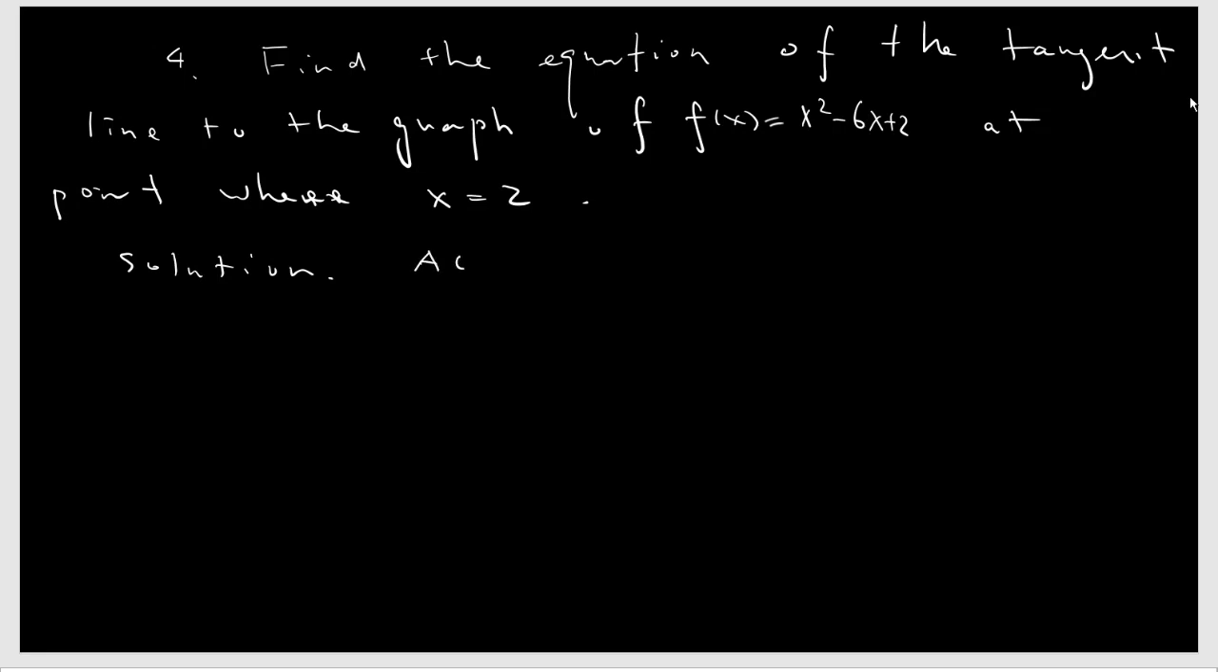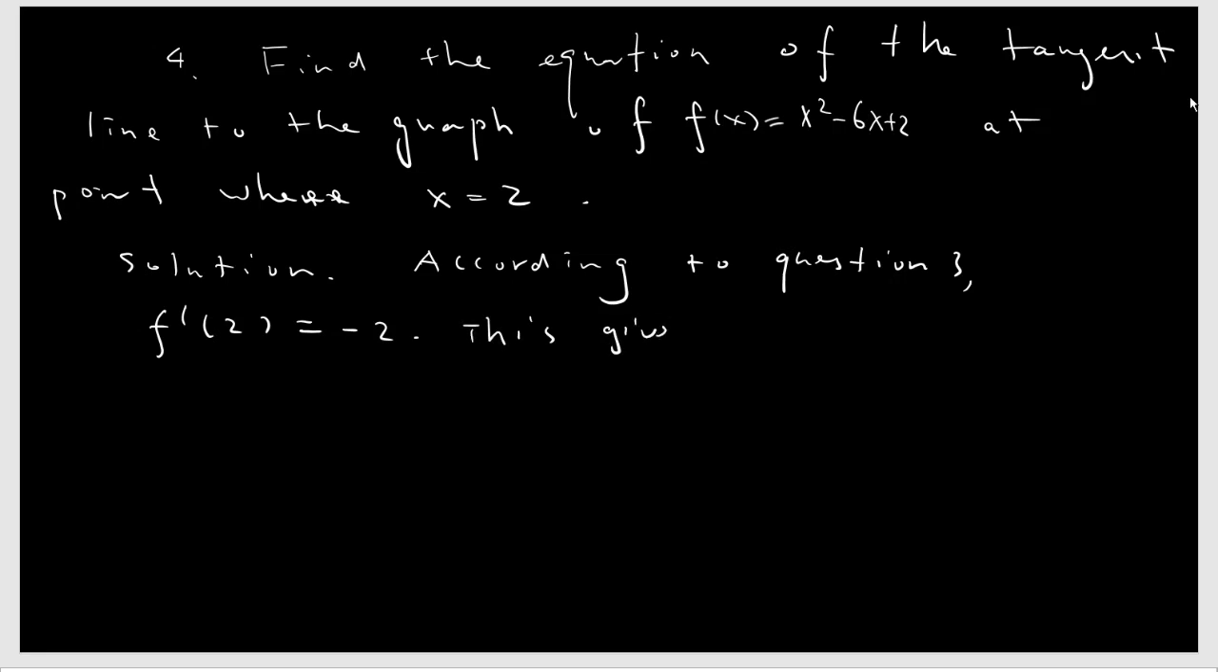In any case, you have to get the slope first, right? According to question 3, the derivative of the function at 2 is equal to -2. This gives the slope. You remember the geometric meaning? The slope of the tangent line.